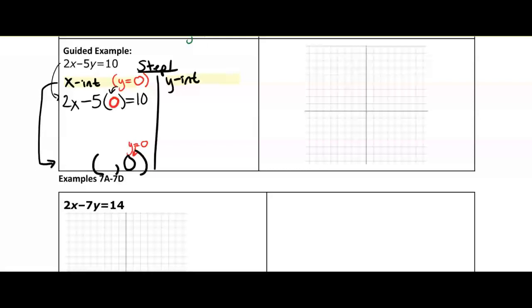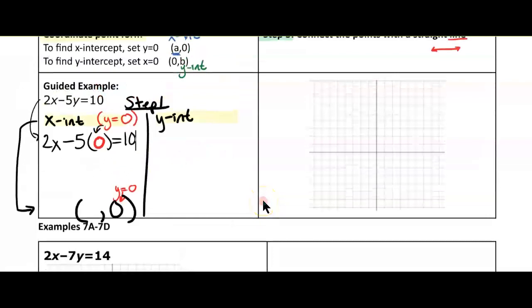Is that a little bit easier to see on the board? There we go. What is negative 5 times 0? Okay, so that's done. Then I have 2x equals 10.